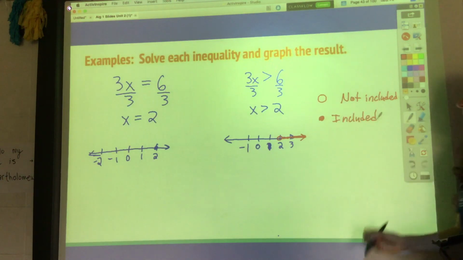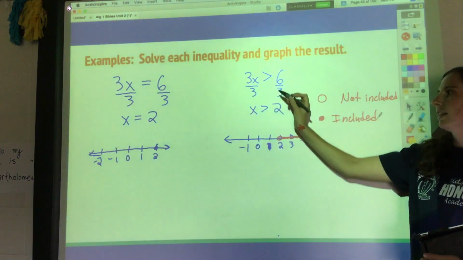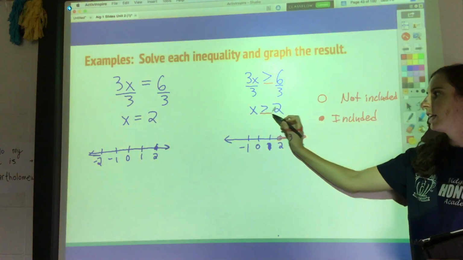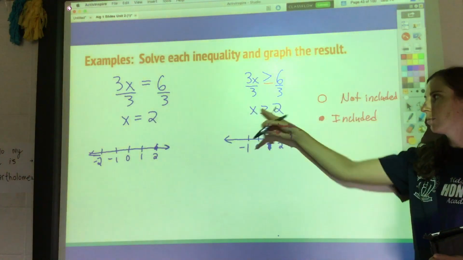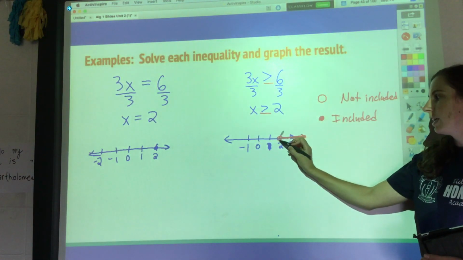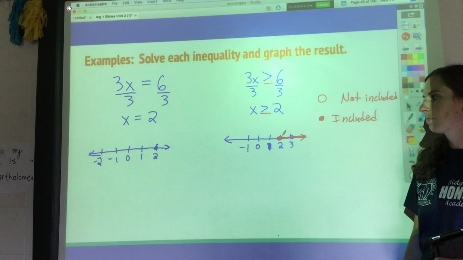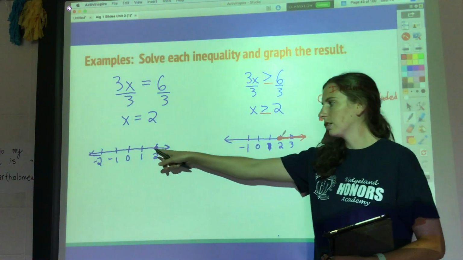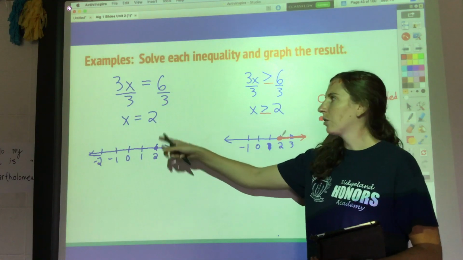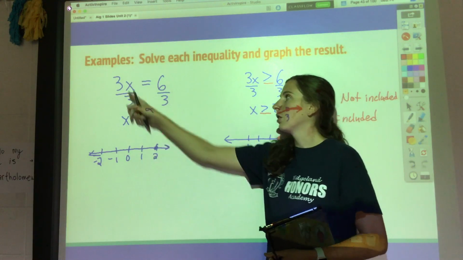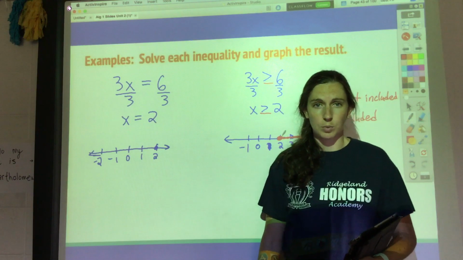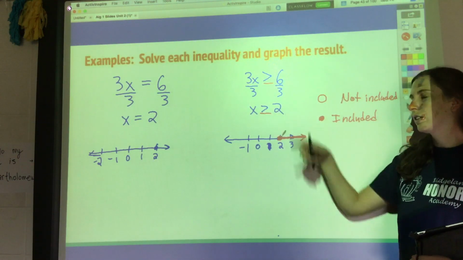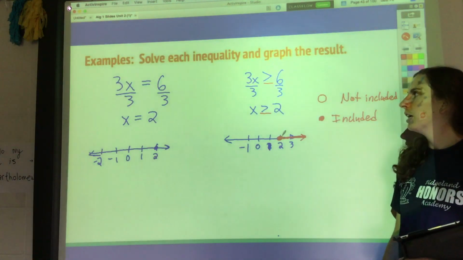So for example, say instead of just greater than, this had been greater than or equal to. Since it could possibly equal 2, that would be a closed dot. Just to compare the two, the equation only had one solution, because the only thing that would make it work is literally a 2. 3 times 2 is 6, and there's nothing else that works. This one, lots of things would work. Anything that's bigger than 2 would make this inequality true.